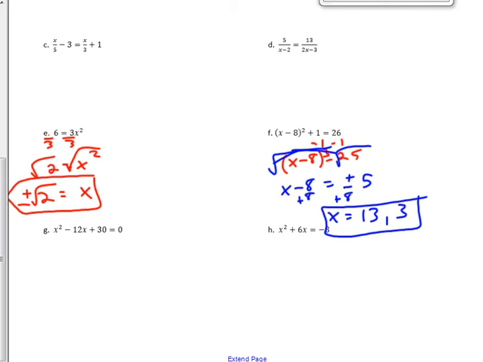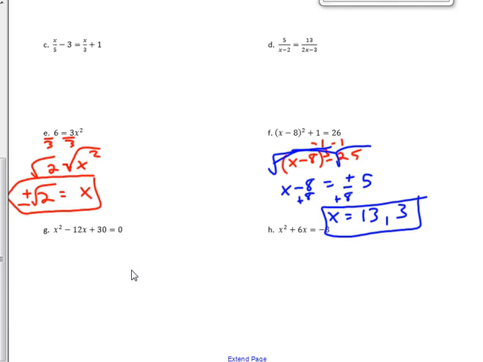On g, this is a trinomial now, so I want to look to see if I can factor it. Well, x squared is x times x. 30, I need something that multiplies to give me 30, but adds to give me negative 12. And 30 is 15 times 2, 30 times 1, 10 times 3, 6 times 5. When I look at all of those, none of them actually come out to give me something that can be factored.